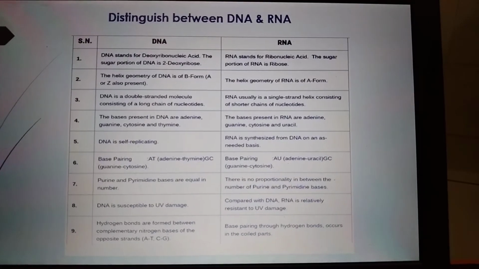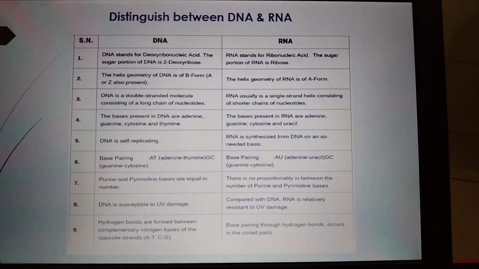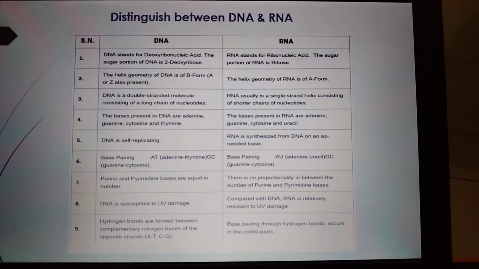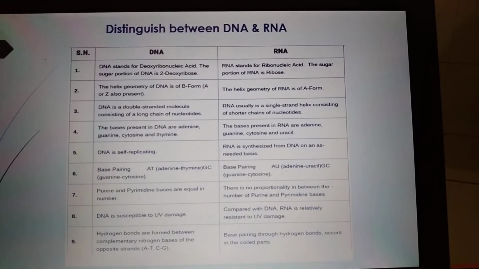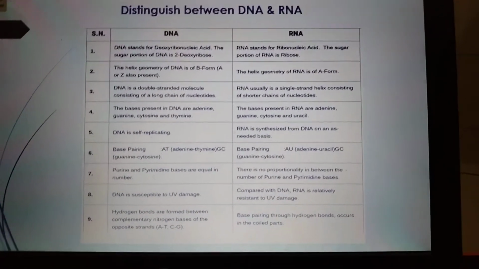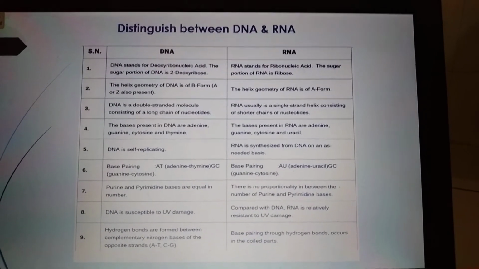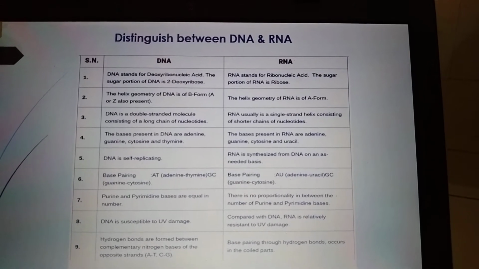Then there is a basic difference, or distinction, between DNA and RNA. We know DNA stands for deoxyribose nucleic acid, and RNA stands for ribose nucleic acid. There are 9 subpoints; you can learn the main points. DNA is always double stranded, while RNA is single stranded. DNA is self-replicating, while RNA is synthesized as per the need.